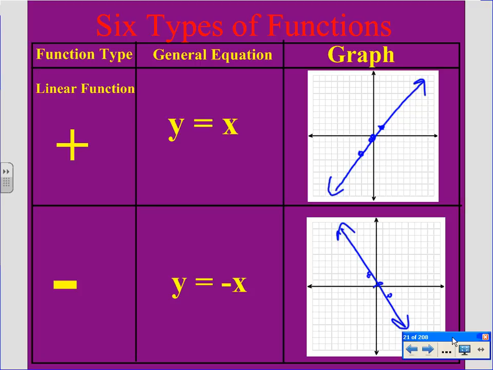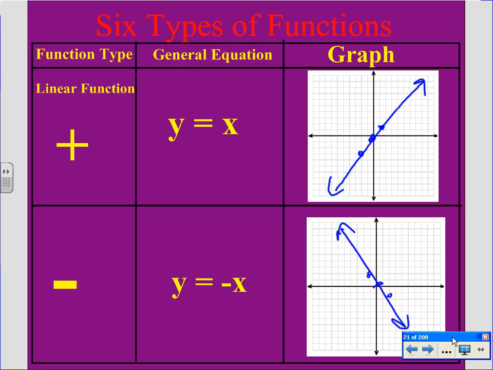So there are 6 types of functions. If you have me in algebra next year, I will have you memorize these. These are 6 types of functions that you will learn how to graph throughout your years in math in high school. So the first one, which is what we're focusing on in this class, is a linear function. This is a function. It is 1-to-1. The equation is y equals x for the positive, y equals negative x for the negative.